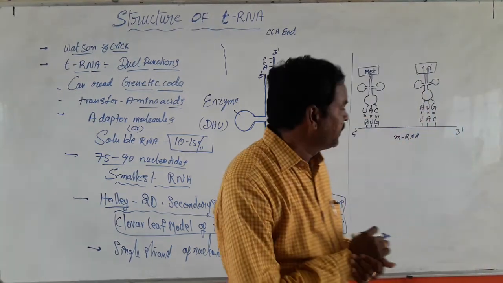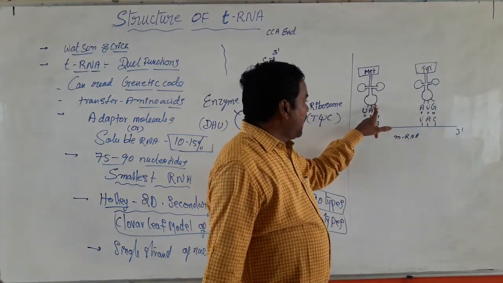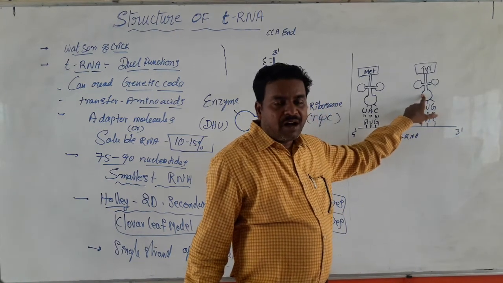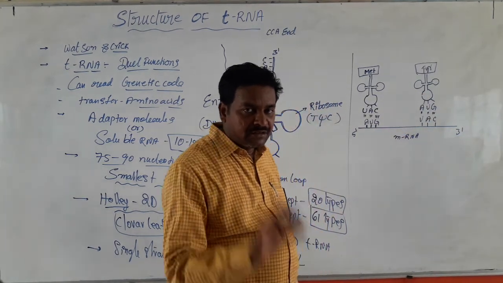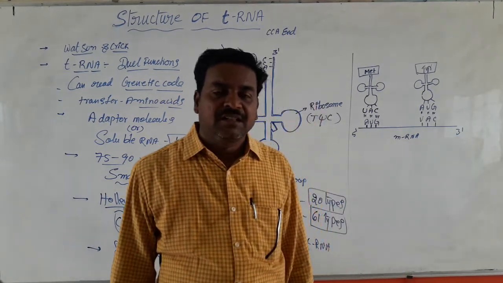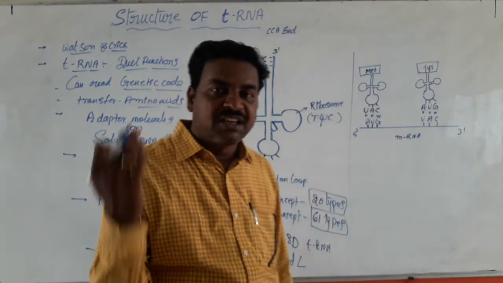In this way, the anticodons of tRNA are always complementary with the codons of mRNA.